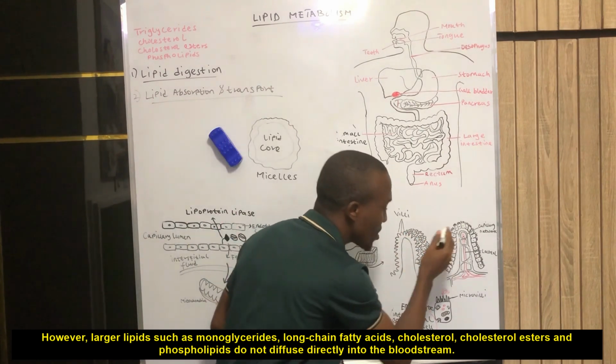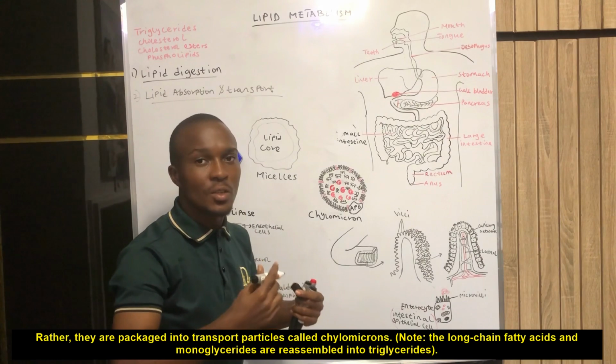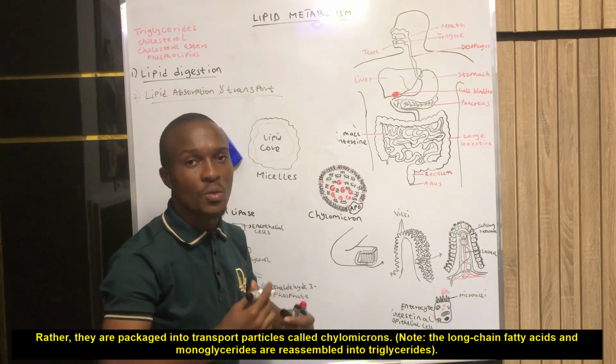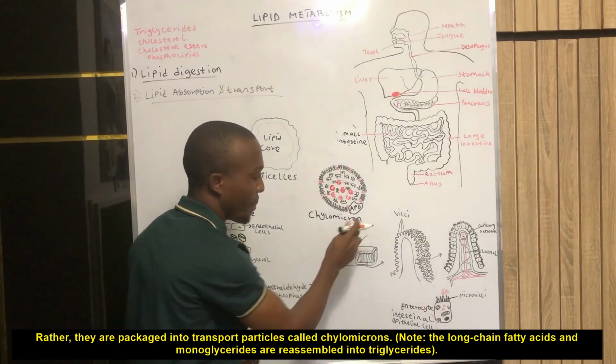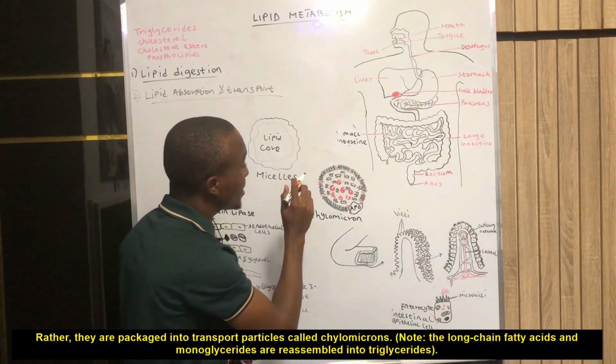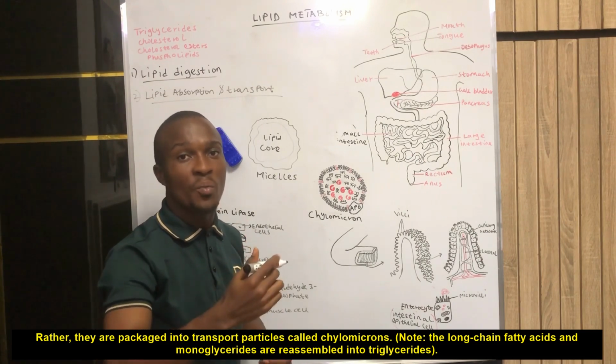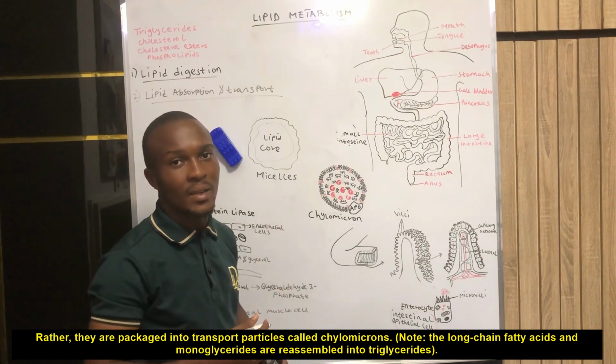However, larger lipids such as the long chain fatty acids, cholesterol esters, phospholipids, and so on do not diffuse directly into the bloodstream, but rather are packaged into transport particles called chylomicrons. And note that the long chain fatty acids and monoglycerides are reassembled back into triglycerides.